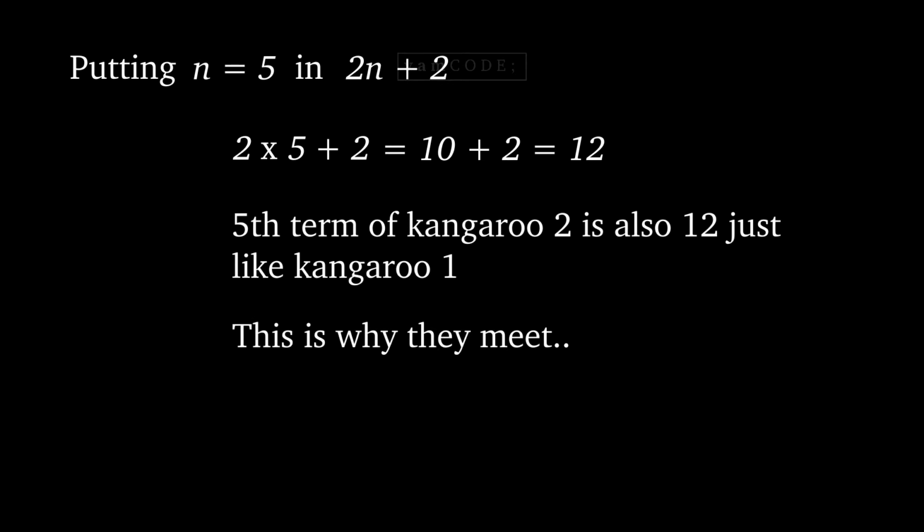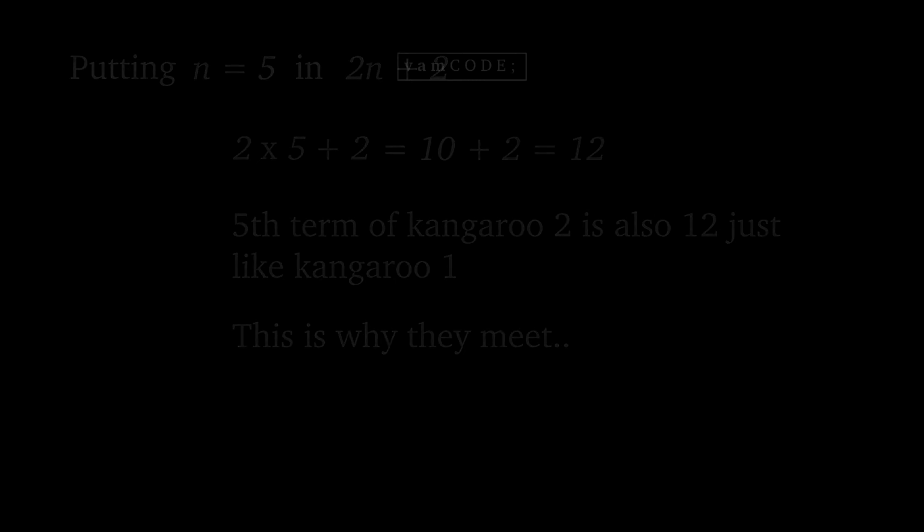So now you probably understand why in the sample test case, they have given the program output as a yes. It's because both the APs have a common term, which is the fifth term. So if we derive a formula which checks if two APs have a common nth term, then we have solved our problem. And that's what we're going to do next.